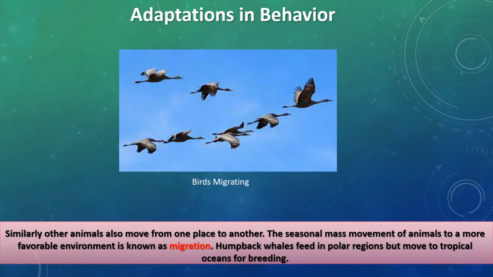Similarly, other animals also move from one place to another. This seasonal mass movement of animals to a more favorable environment is known as migration. Humpback whales feed in polar regions but move to tropical oceans for breeding.